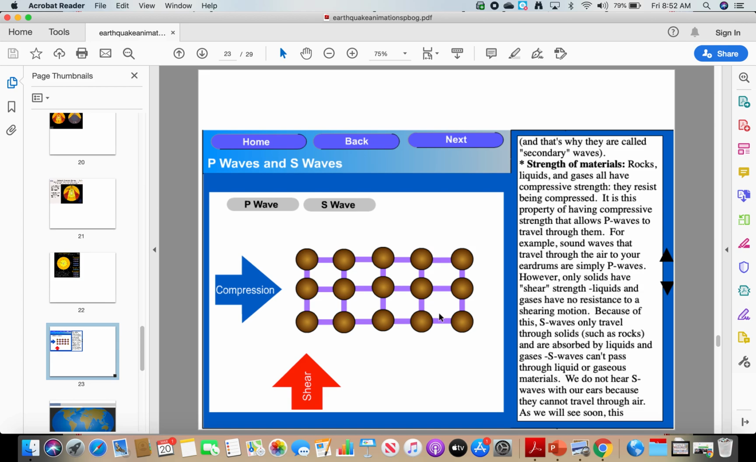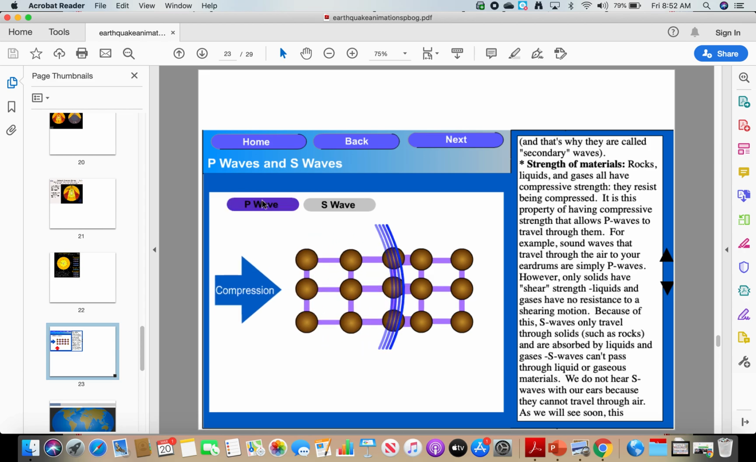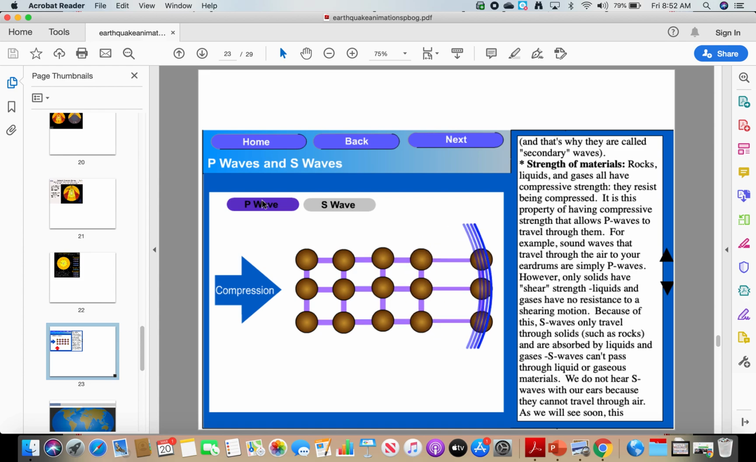Now, you may be asking yourself, hey, Ms. O'Gorman, why can't S waves go through liquids? Here's an explanation. It's due to the strength of materials. I want to show you a nice molecular view. This is a molecular model. These are molecules or atoms of material, and this is a solid because it has a crystalline structure here. I want to show you how a P wave transfers energy molecule to molecule. Boom, boom, boom. They're pushing one another. They're able to do that.